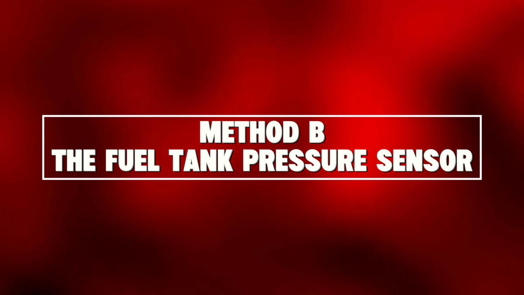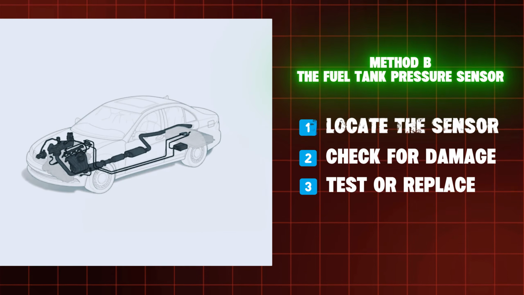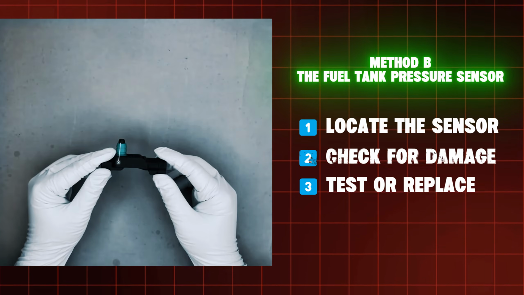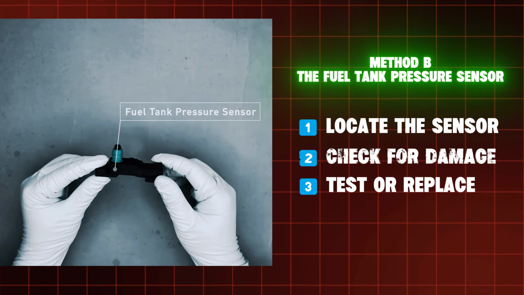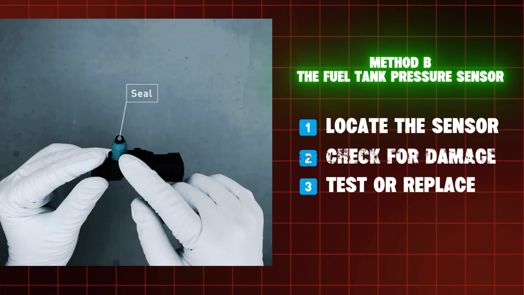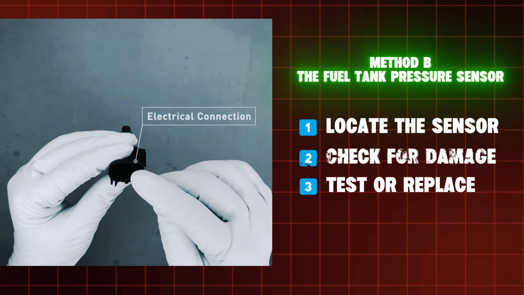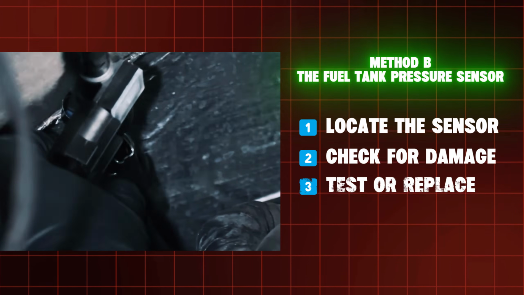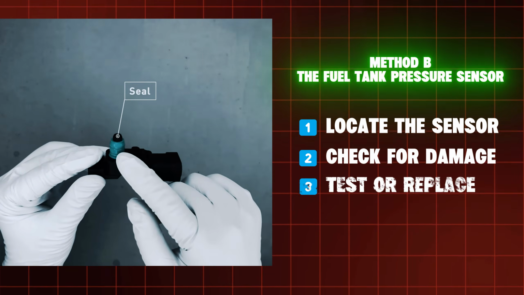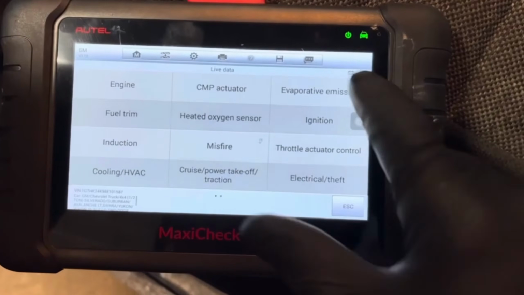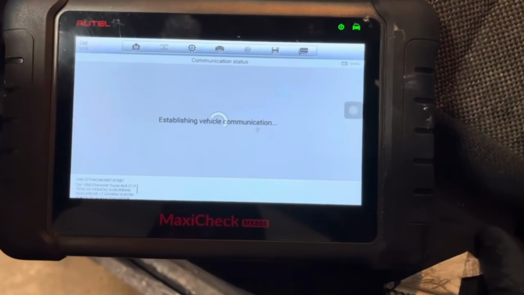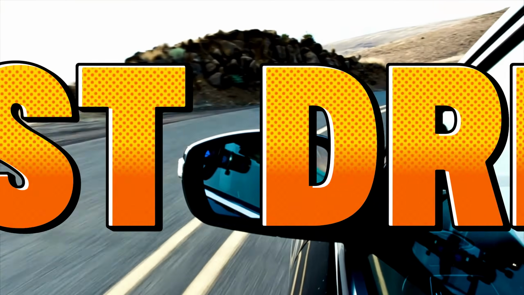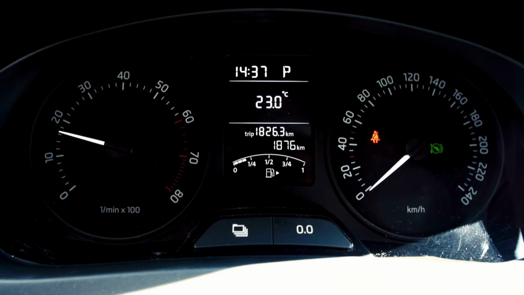Method B: the fuel tank pressure sensor. Locate the sensor. It's mounted on the fuel pump assembly, often under the rear seat or access panel. Check for damage, remove the sensor, and inspect the electrical connector and O-ring seal for corrosion or cracks. Test or replace. If the wiring's good but the sensor's faulty, swap it out. Warning: don't skip the seal. After making repairs, clear the code with your scanner and take the car for a test drive. If the code doesn't return, you fixed it.